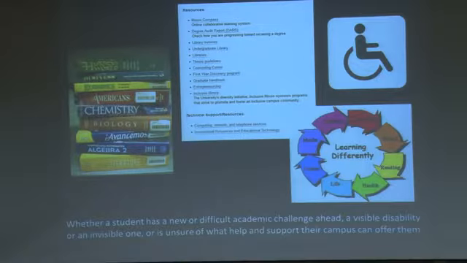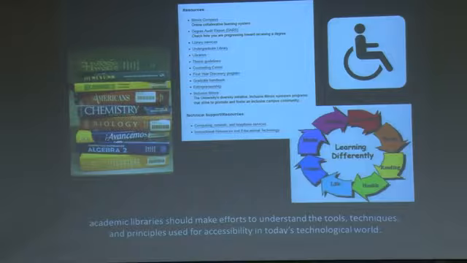Whether a student has a new or difficult academic challenge ahead, a visible disability or an invisible one, or is unsure of what help and support their campus can offer them, academic libraries should make efforts to understand the tools, techniques, and principles used for accessibility in today's technological world.